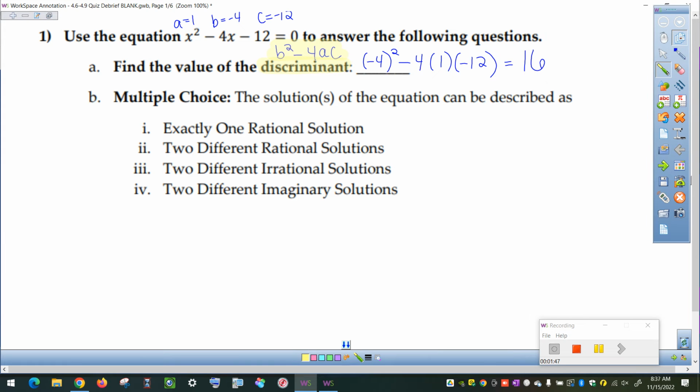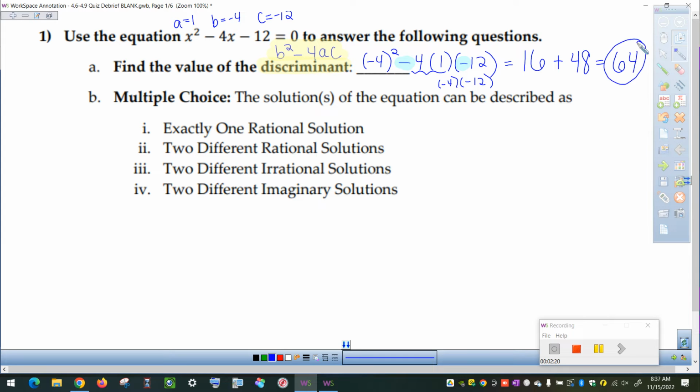Now, the other thing I'm noticing is that behind that we have a double negative here. So I want you to think of this as negative 4 times positive 1 times negative 12. If we multiply across, negative 4 times 1 is negative 4. And then negative 4 times negative 12: a negative times a negative turns into a positive. 4 times 12 is 48. So 16 plus 48 gives us our final answer of 64. So that's all we're doing for part A.